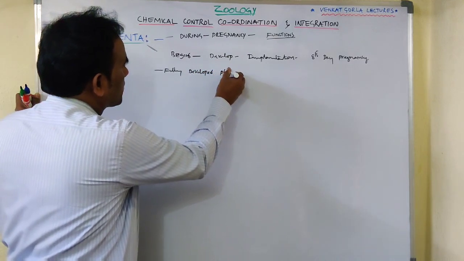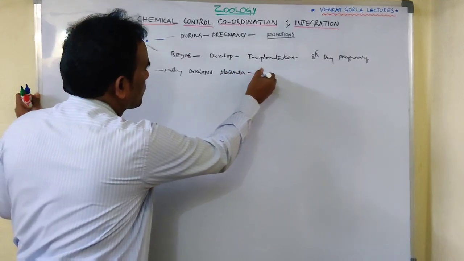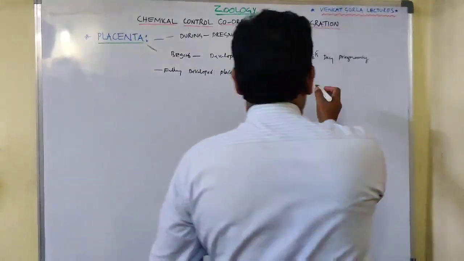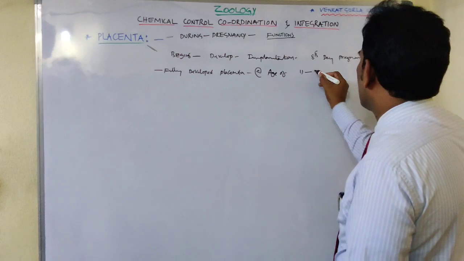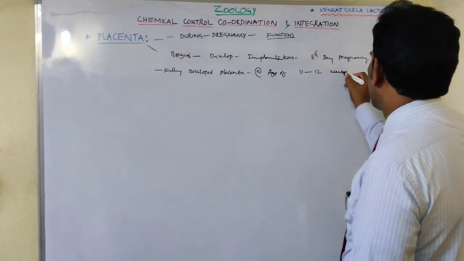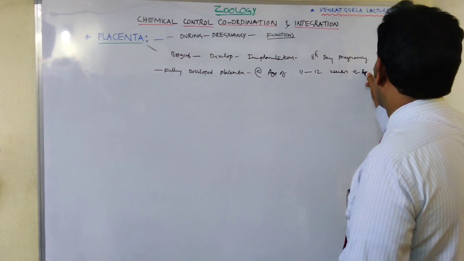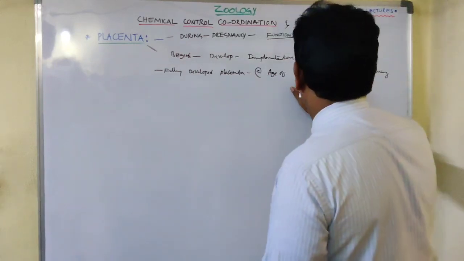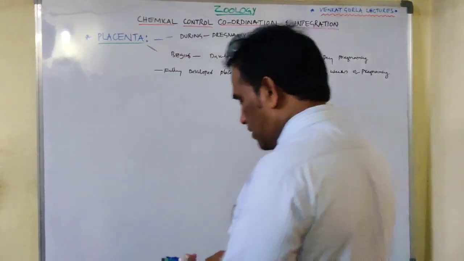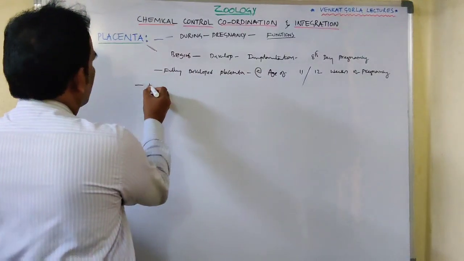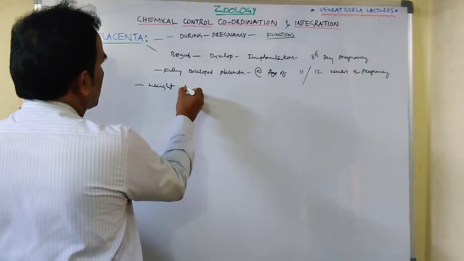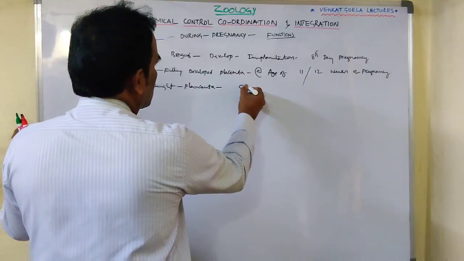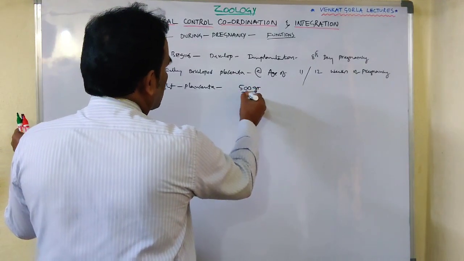A fully developed placenta can be seen at the age of 11 to 12 weeks of pregnancy. The weight of a fully developed placenta is about 500 grams.